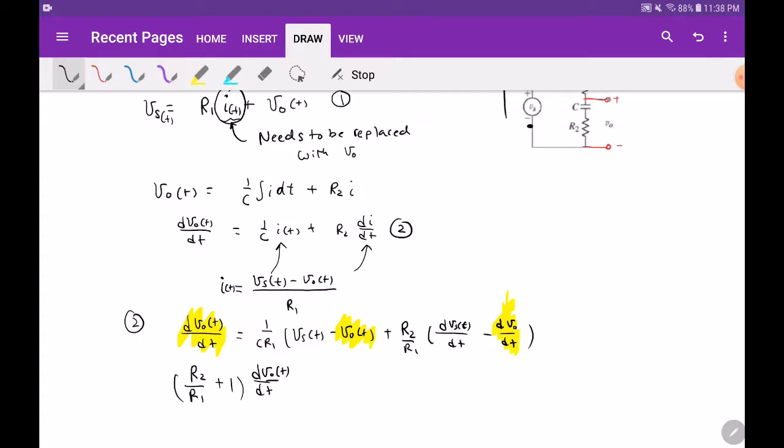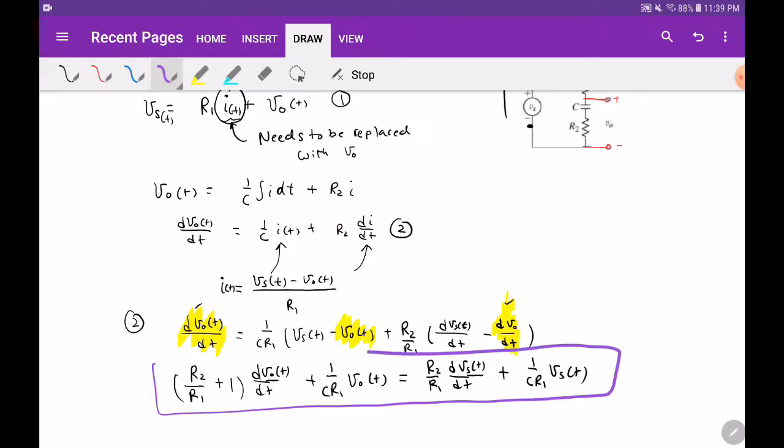Okay, I just took care of these two terms. Now plus 1 over C R1 V out equals the remaining terms. The source terms have to stay on the right hand side. Those are the non-homogeneous terms. You have R2 over R1 dV source dt, also a function of time, minus 1 over C times R1. That minus is plus Vs of t. Okay, so this is your final answer.